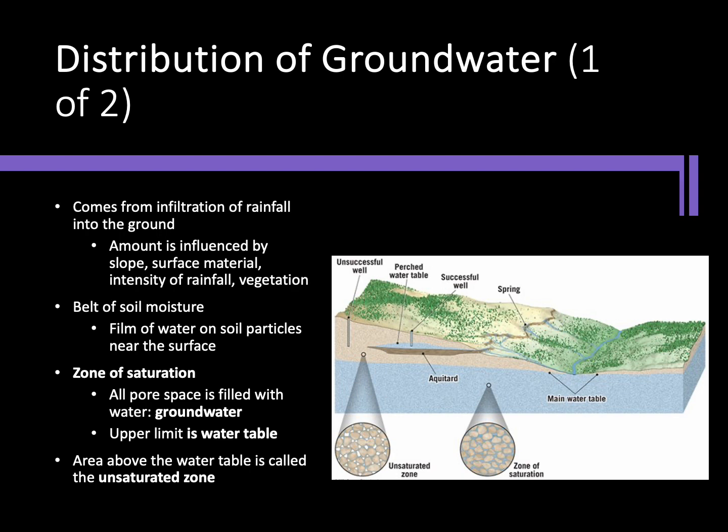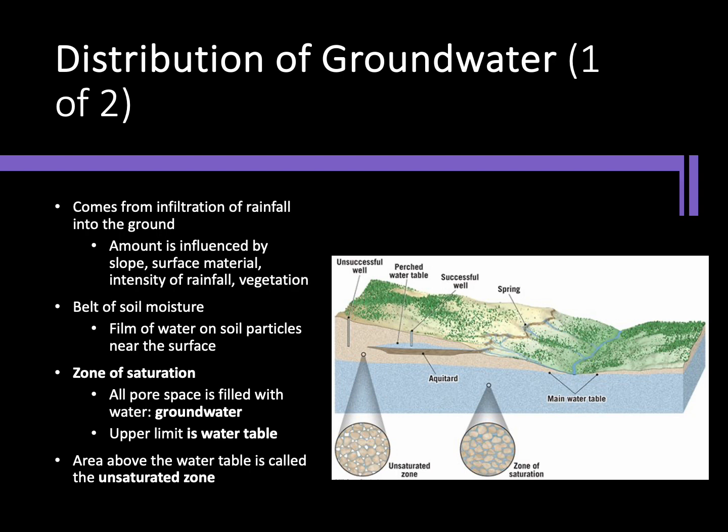We're going to see that at the very top of our soil, we're going to have what's called a belt of soil moisture. This is just going to be all the upper soil having a very thin film of water along them. But if we look a lot deeper below this, we'll see what's called the zone of saturation. This is an area of the ground that will be completely filled with water. 100% of the pore spaces will be filled with water.